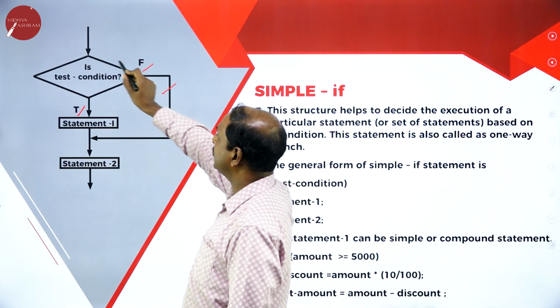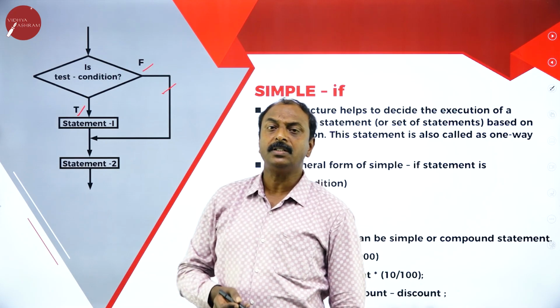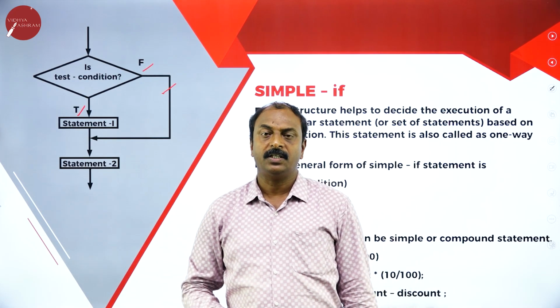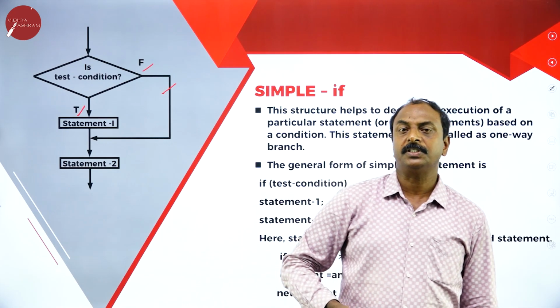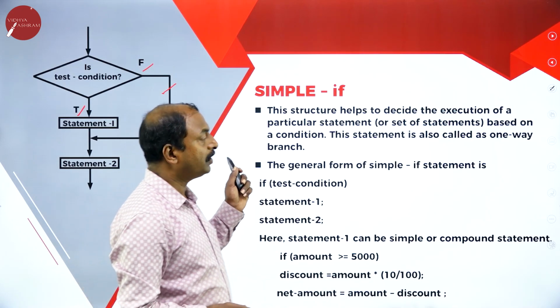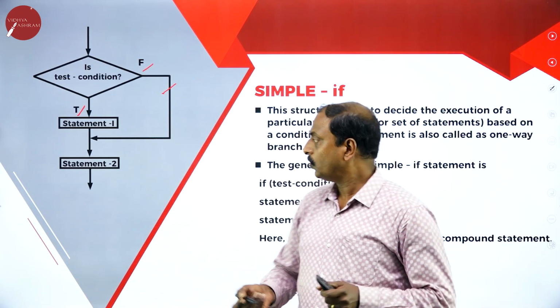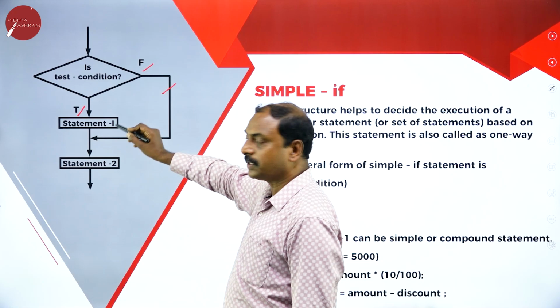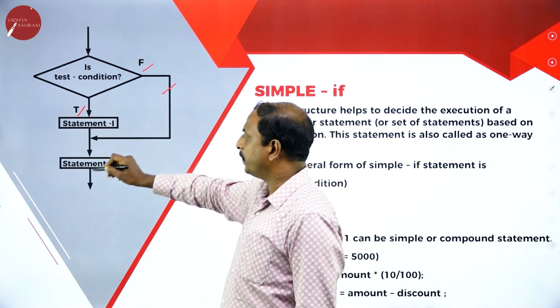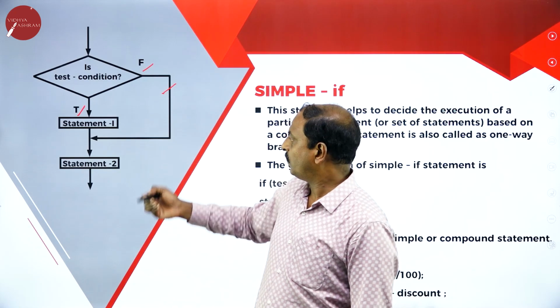So this is a selection construct, based on the conditions given. Generally any condition will result in two possible answers, either true or false. So based on this result, if it is true, a set of instructions will be executed. If the condition is false, another set of statements will be executed. This is a flow chart.